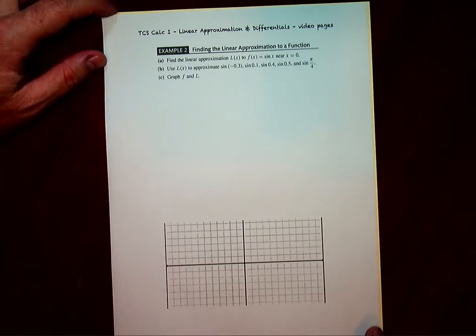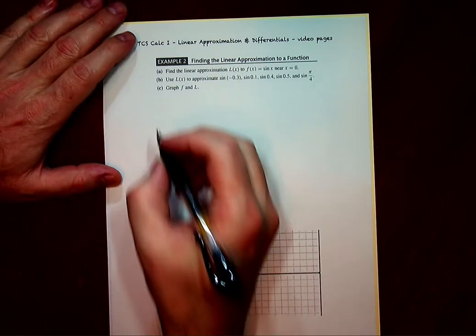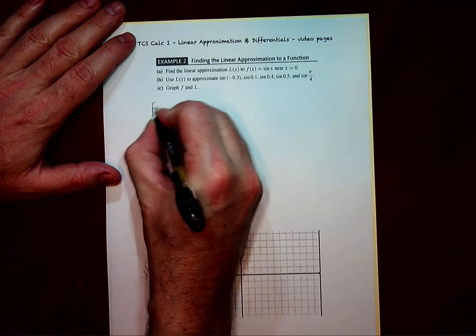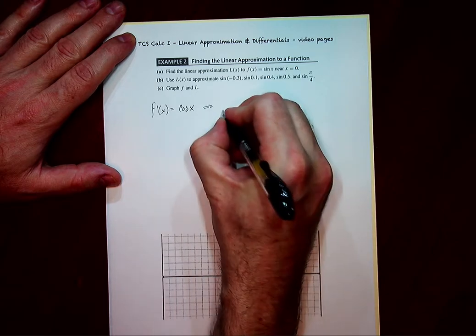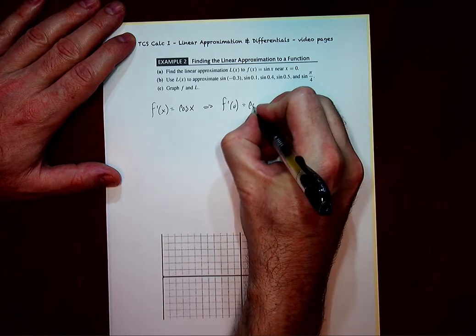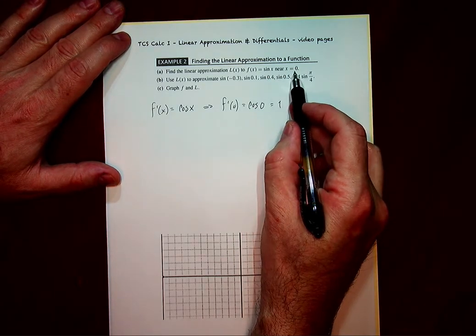It says, find the linear approximation L of x to f of x is equal to sine x, and so we're just going to jump right in to talking about a sinusoidal function near x is equal to 0. Well, that's actually not all that bad as long as you stay sufficiently close to 0, okay? So let's go ahead and we recognize the fact that f prime is going to be equal to cosine x, which of course f prime of 0 is cosine of 0, so that's 1. Now, of course, near x is equal to 0, that's just the x component.